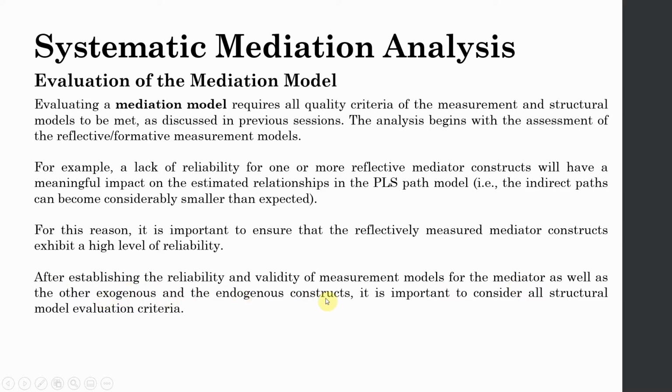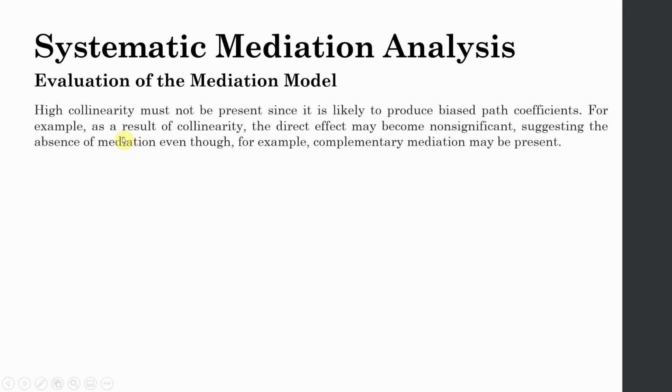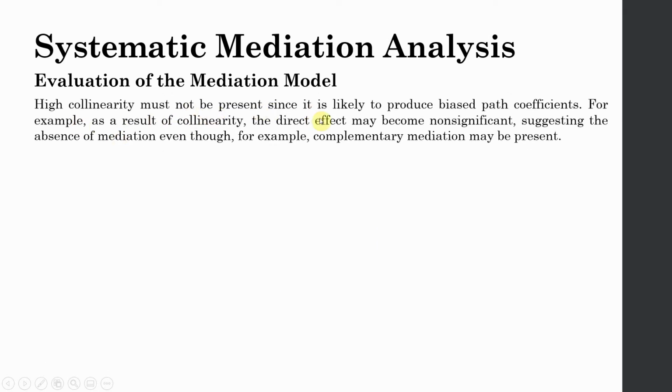it is now important to consider all the structural model evaluation criteria that we covered in previous sessions. You have to check for collinearity, and you will have to assess explanatory power and the structural relationships as well. High collinearity must not be present since it is likely to produce biased path coefficients. Now it is important to check for high collinearity.